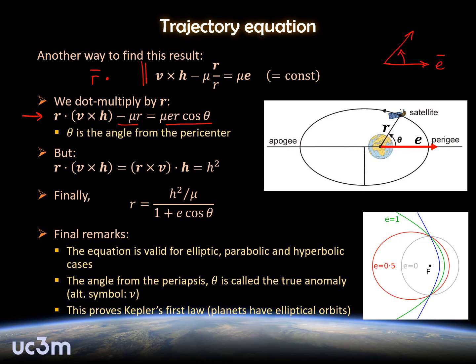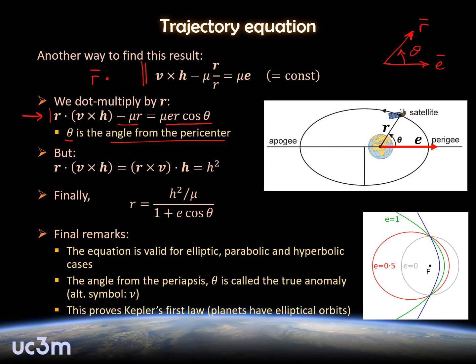Okay, so clearly we are going in the direction of cylindrical coordinates here, and we are choosing the eccentricity vector as our reference for the azimuthal angle. So theta will actually be the angle from the pericenter.